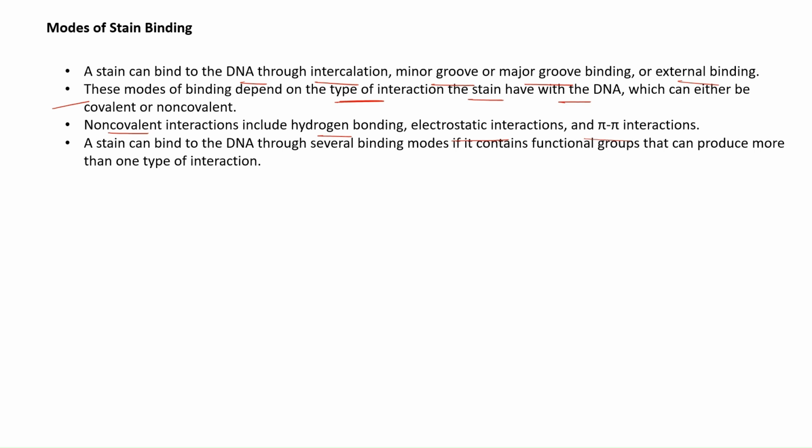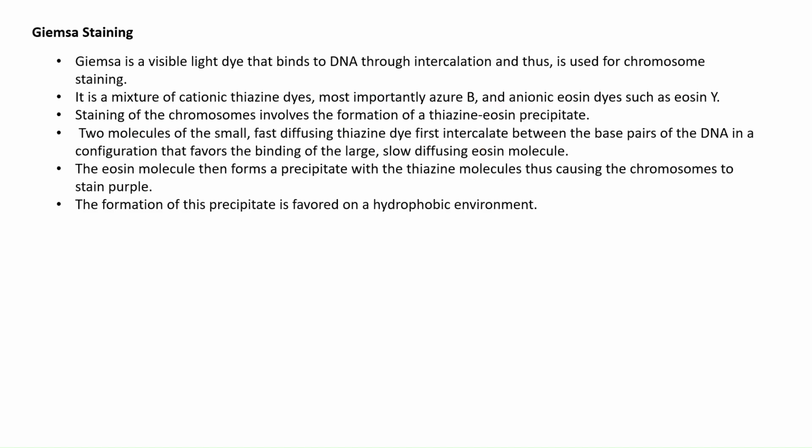Correct? So whenever we add any stain to stain any part of the chromosome, the stain forms a bond with the DNA molecule, which can be a covalent or a non-covalent bond. In case of non-covalent interactions, there can be multiple non-covalent interactions working together to bind the stain with the DNA. So the first such staining is Giemsa staining.